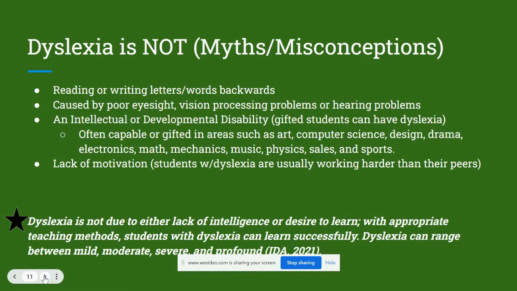There are a lot of myths and misconceptions around dyslexia. For example, dyslexia is not reading or writing letters or words backwards. Dyslexia is not caused by poor eyesight, vision processing problems, or hearing problems. Remember, in the definition, it states that dyslexia is neurological in origin. And again, that means it is the makeup of the brain of an individual.